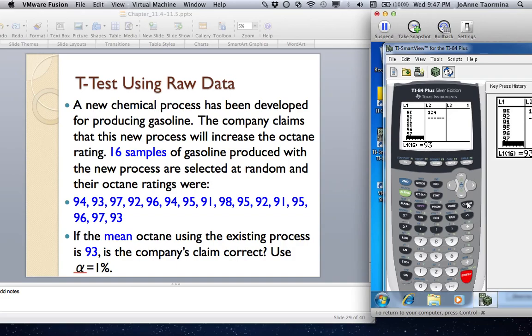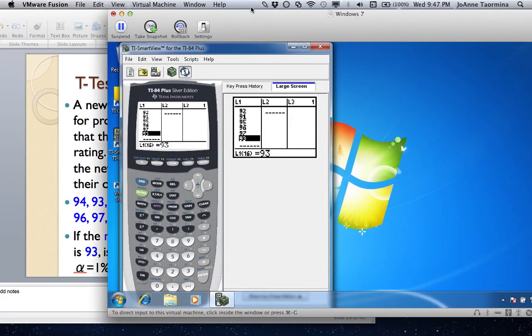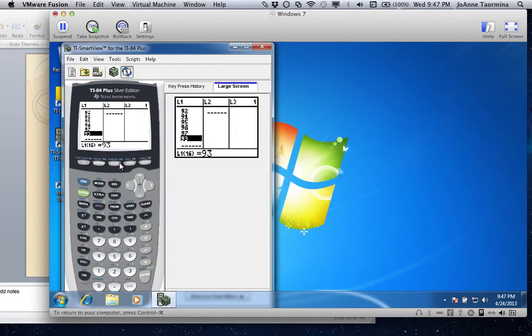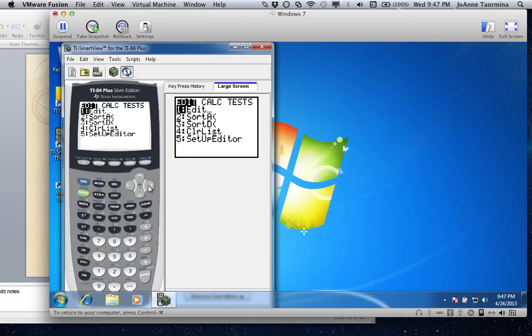My calculator is lagging, but there it is. Okay, so 16 data values with 93 being the last one. This is what we're going to do now. We're going to go to the calculator's t-test function.